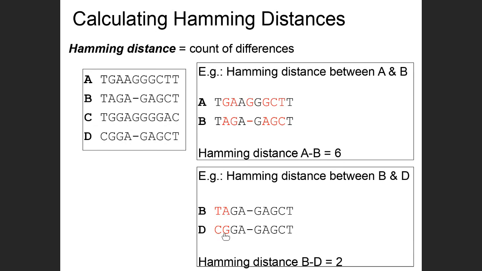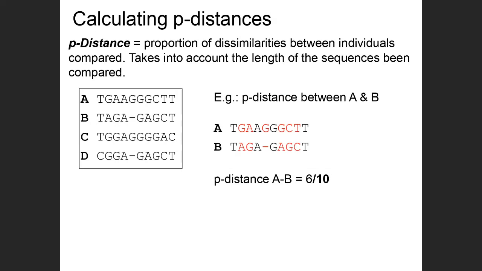That's all. But you need to learn Hamming distance to see how I am going to count the p distance. The p distance takes into account how long this string is. So here's the p distance between A and B. There's 1, 2, 3, 4, 5, 6. So that's the Hamming distance.